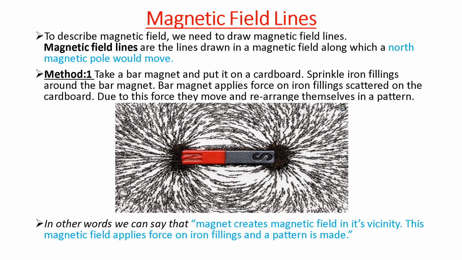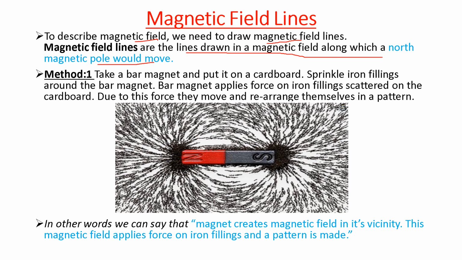Yeah, so to describe the magnetic field, we need to draw magnetic field lines. Now, what are actually magnetic field lines? These are the lines drawn in a magnetic field along which a north magnetic pole would move. Now, what does this sentence mean? Okay, I will explain this later.